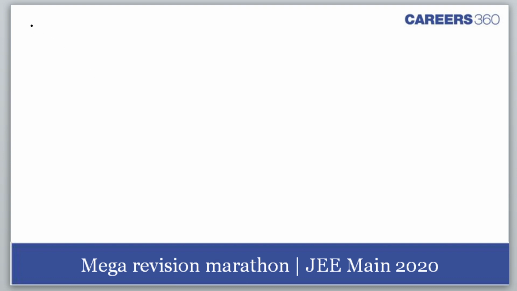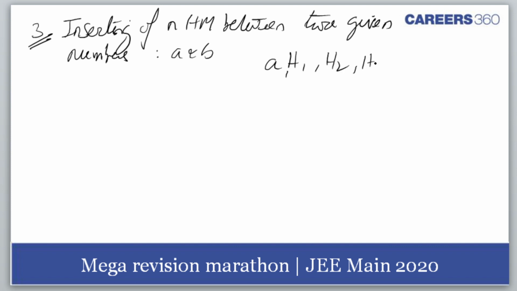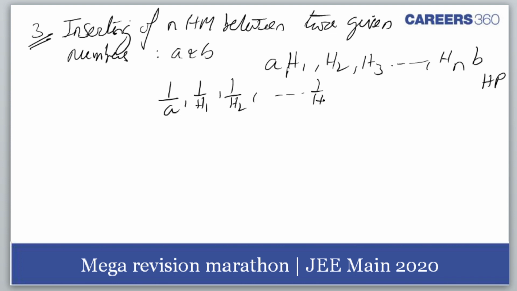The last point is inserting n harmonic means between two given numbers. So we'll convert it into an AP. Two given numbers, that is A and B. So the harmonic means between A and B, let's say H1, H2, H3, these are the harmonic means, Hn and then B. So after insertion of these numbers, this should become an HP. So the reciprocals are in AP. 1 by A, 1 by H1, 1 by H2. These are in AP. Now 1 by B is the n plus 2th term of the AP.